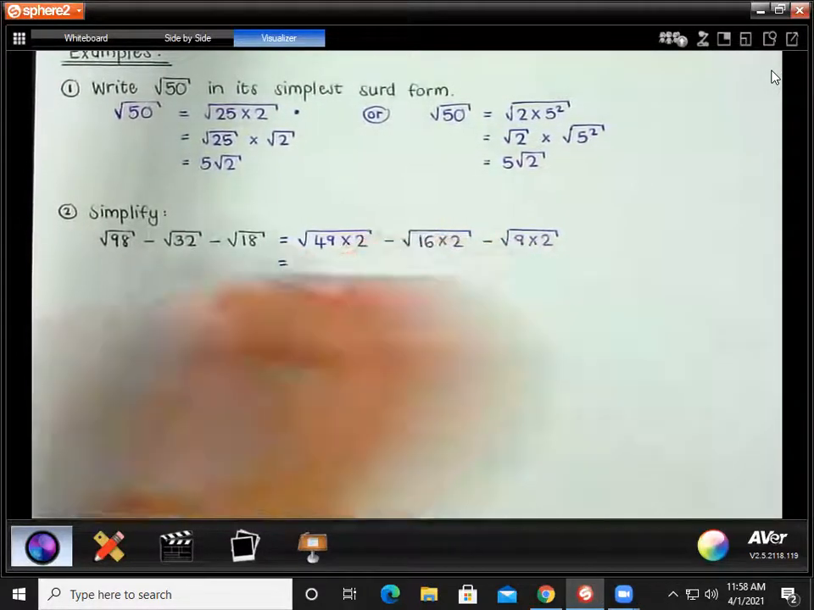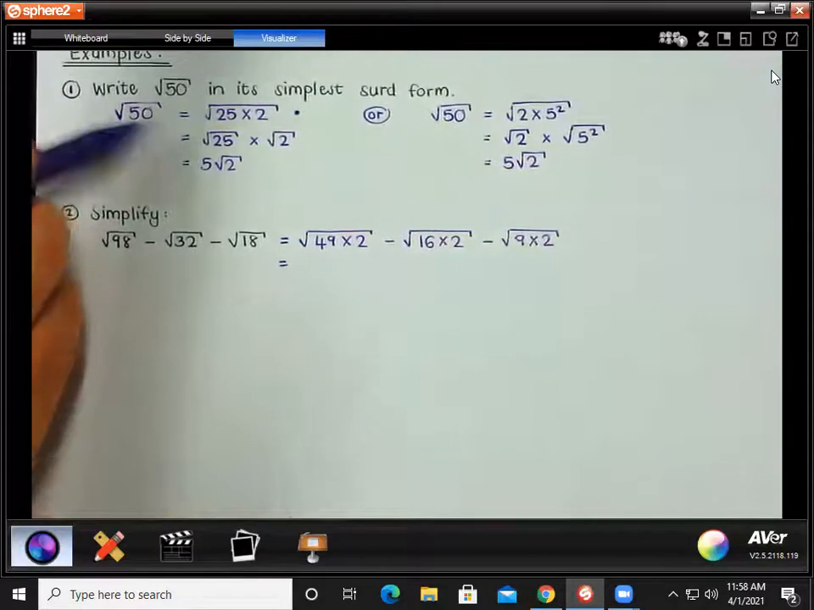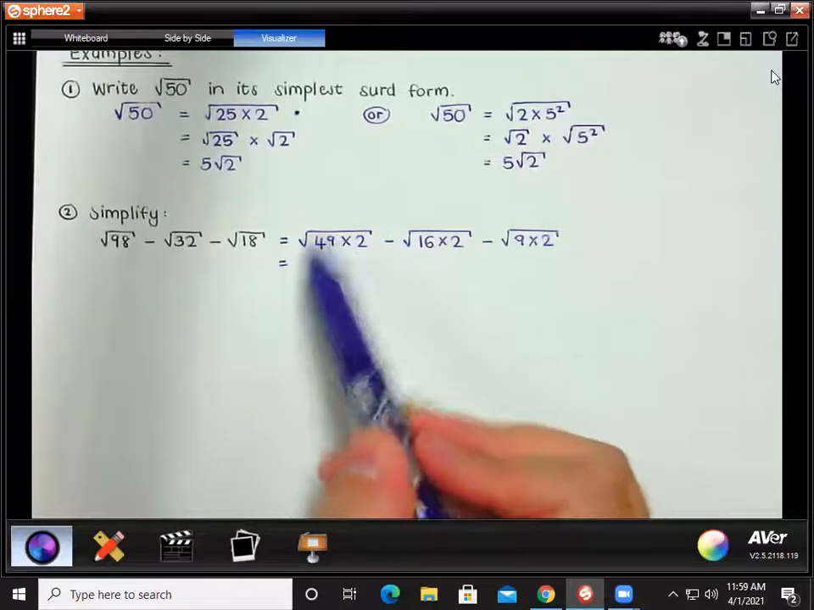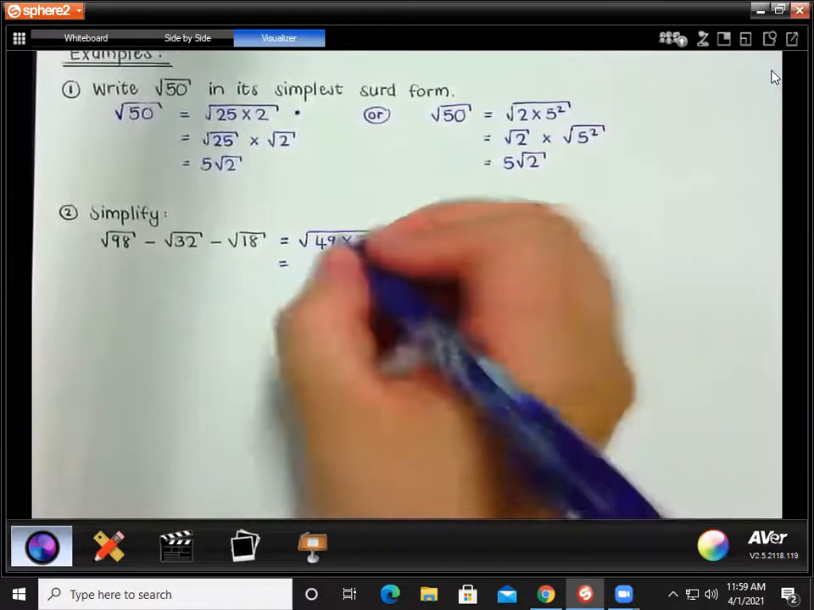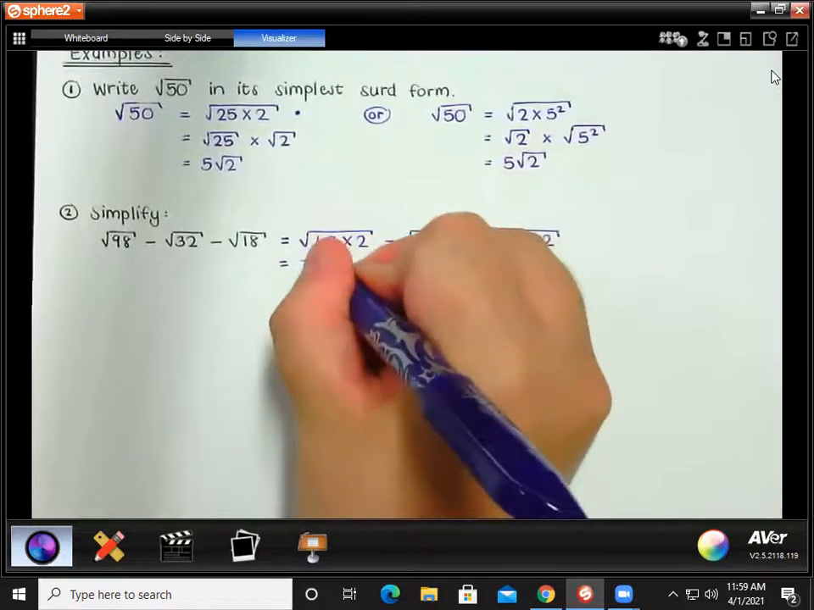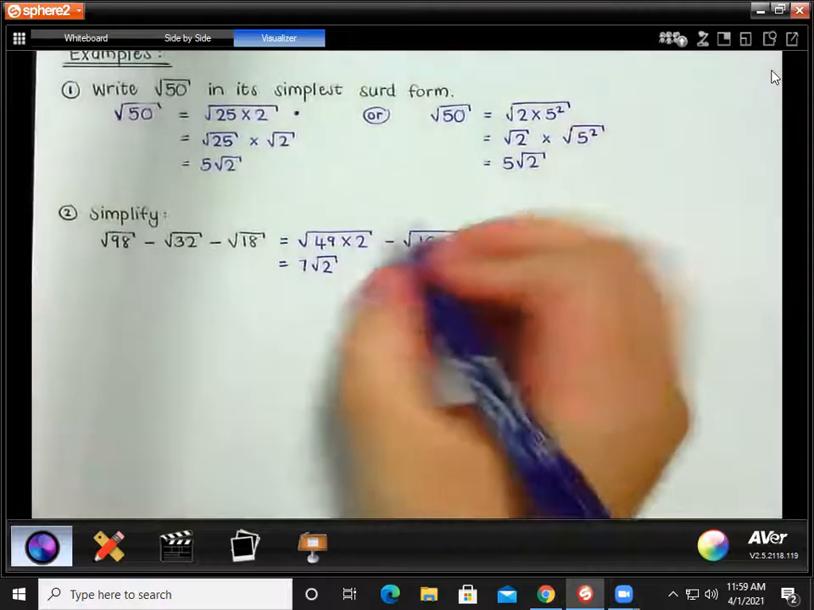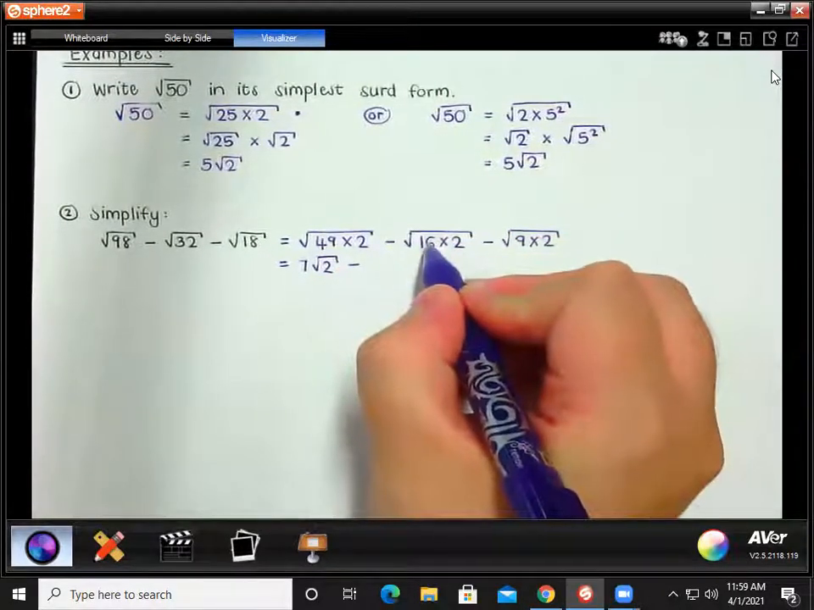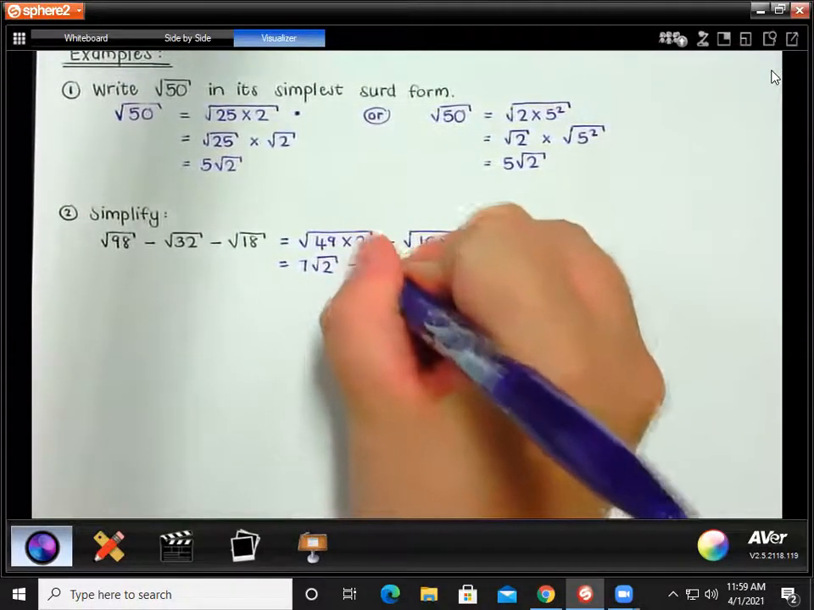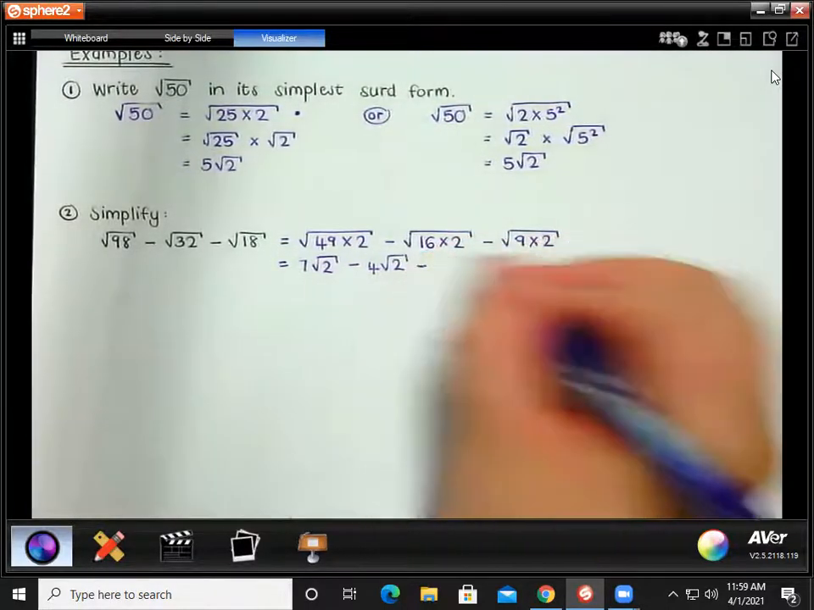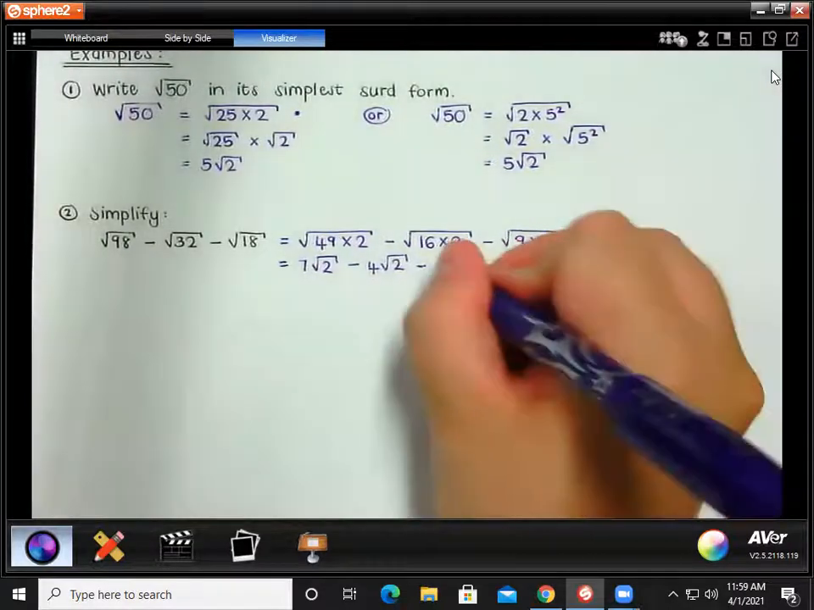Now, guys, can we skip this middle step now for this one? This first term we would break up into the square root of 49 times the square root of 2. What's the square root of 49? 7. So this is going to be 7 root 2. Right, is that fine? So you take the square root of the one that actually has a square root, and then just root 2. Minus, what's the square root of 16? 4. So 4 root 2. And then minus, what is the square root of 9? 3.